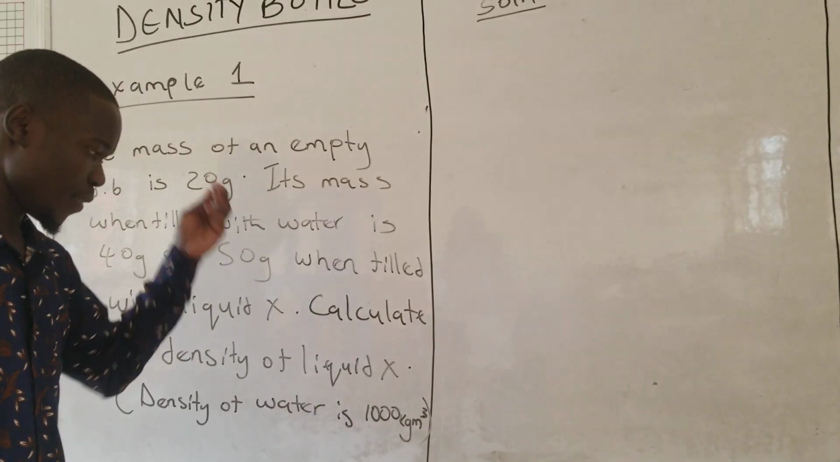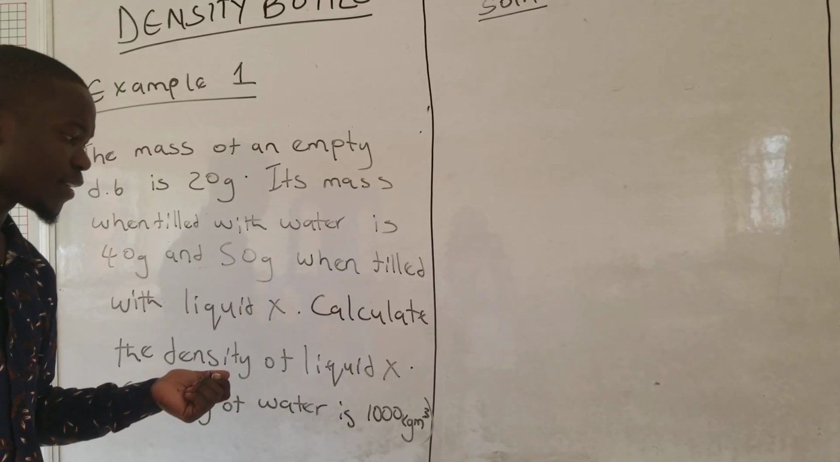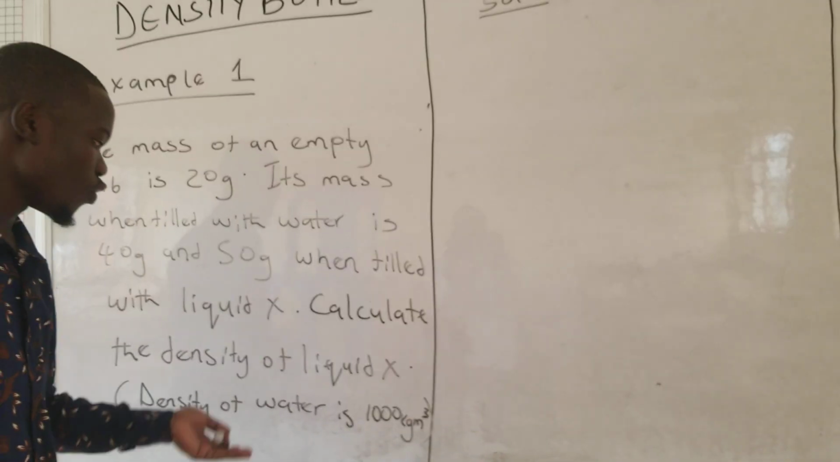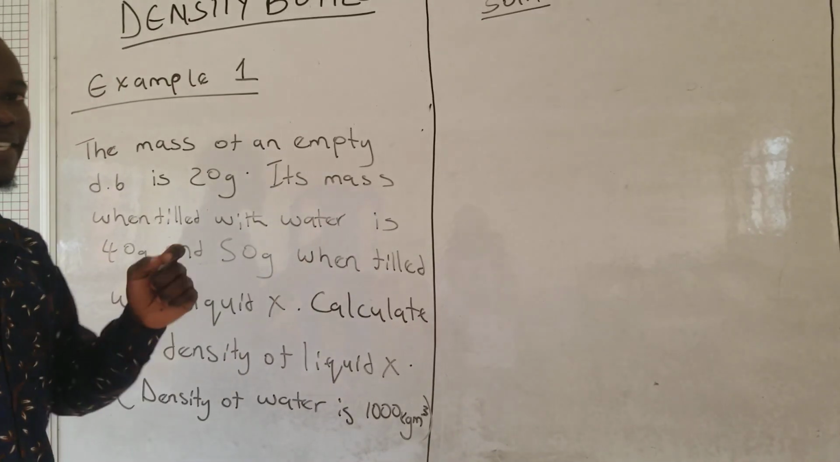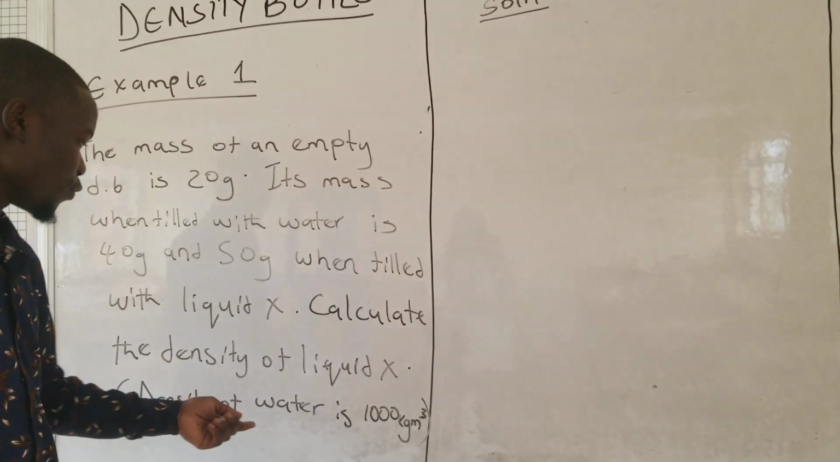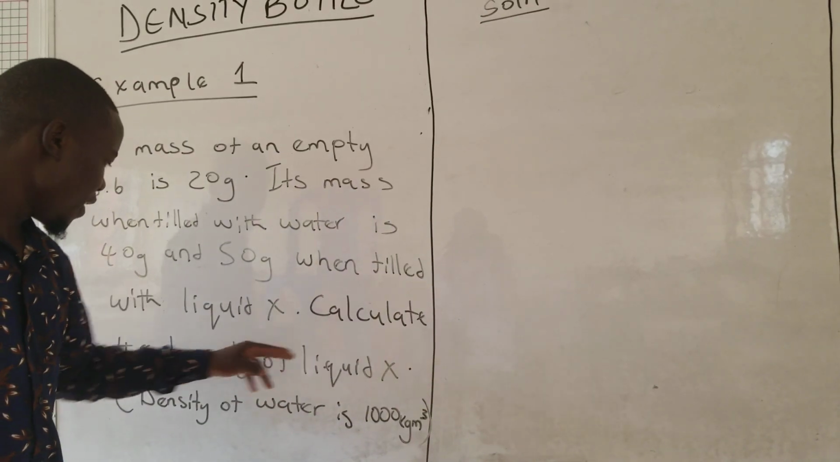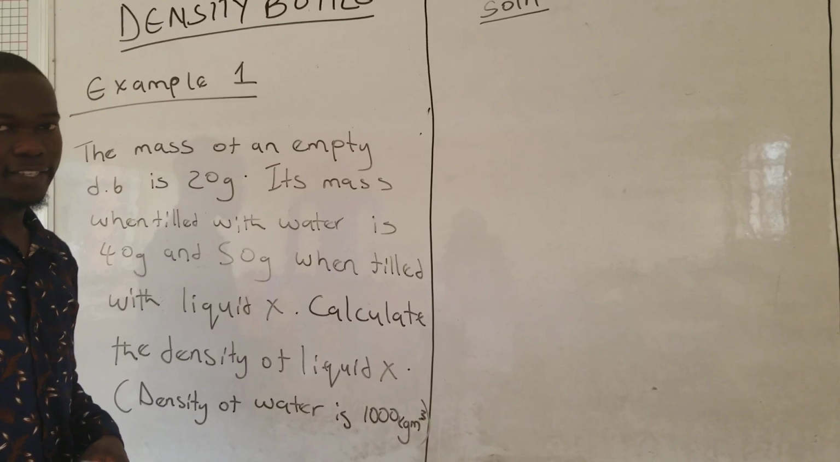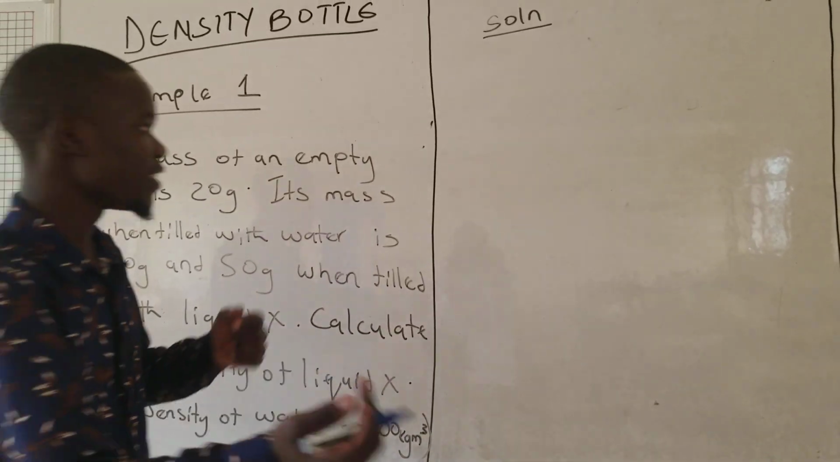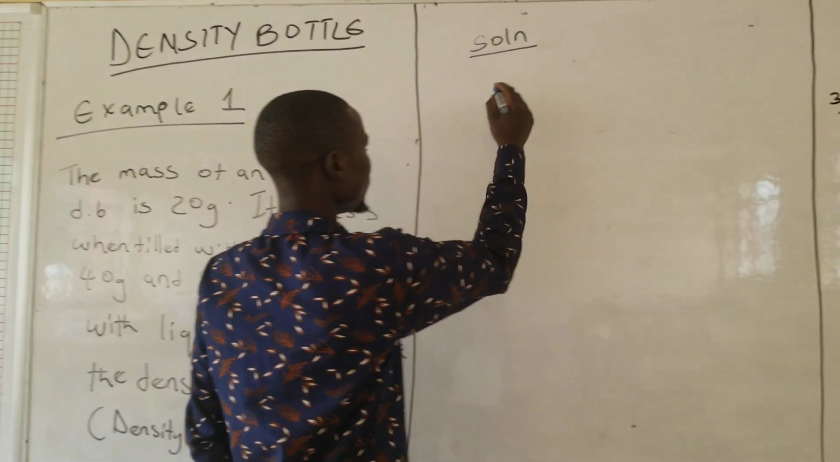It's either 1000 kilograms per cubic meter, that is in its SI unit, or 1 gram per cubic centimeter. So that is something that as a student you have to keep in mind. So our main thing here, the question wants us to get the density of liquid X. But you have to remember we are going to get the density using a density bottle.